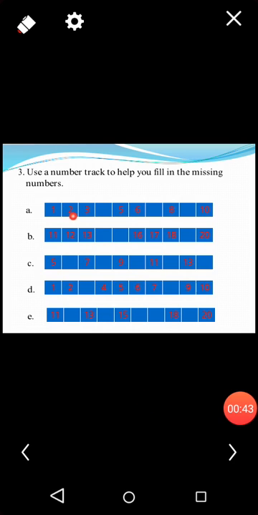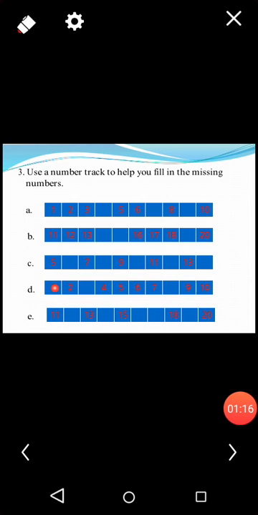1, 2, 3. What is the next number? Now you tell me. Yes, you are right. 4, 5, 6, 7, 8, 9, 10, 11, 12, 13. What is the next number? 14, 15, 16, 17, 18, 19, 20.